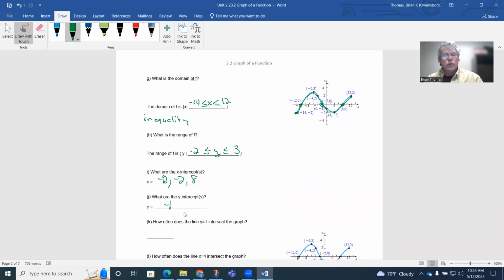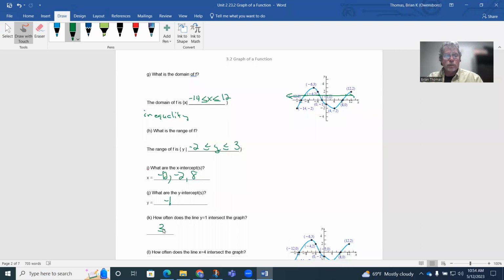So how often does the line y equals 1 intersect the graph? If I clear this all off over here, it's getting kind of messy. So y equals 1, remember, that's a horizontal line. 1 looks like it's about right here, going through there. If I look at that line, y equals 1, it touches the graph at 1, 2, and 3 spots. So it intersects the graph in 3 spots, 3 times.